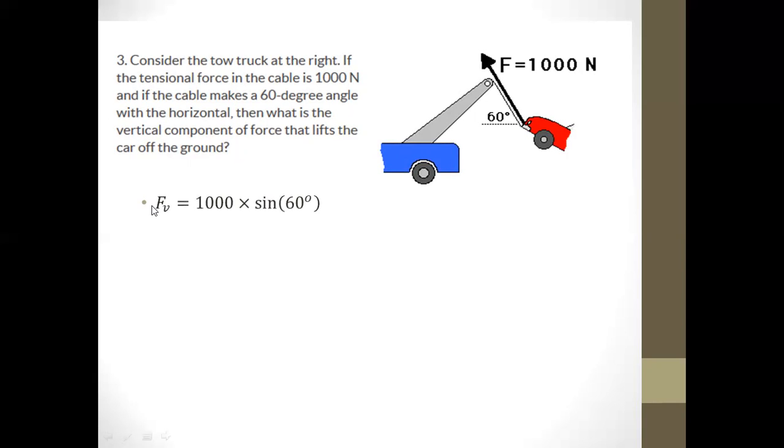So F vertical equals the value of the force times sine 60. This is the vertical component, which equals the hypotenuse times sine theta. So F vertical equals 866 Newton.